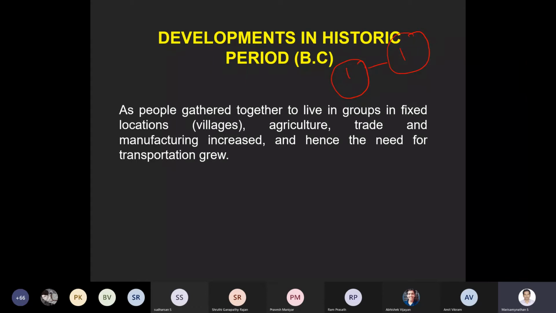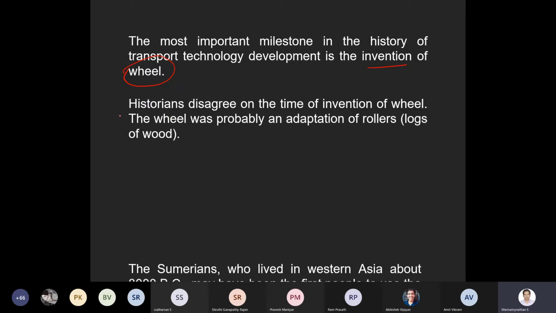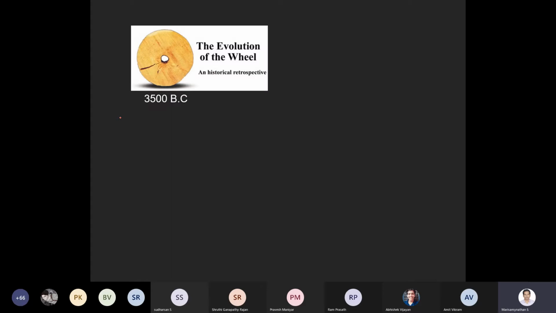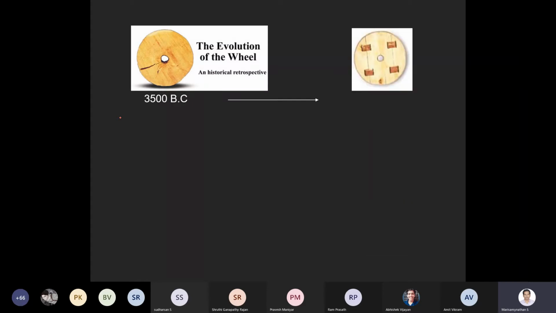That's what happened: in the initial days, the inventions were in terms of the wheel. This is the first milestone in the history of transport technology development. The wheel probably started as a roller, a wooden wheel. Different formations happened from 3000 BC onwards. This is the pictorial representation of how the revolution and evolution happened in the wheel.